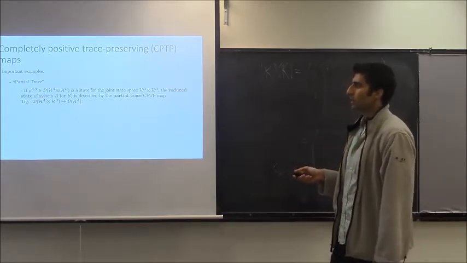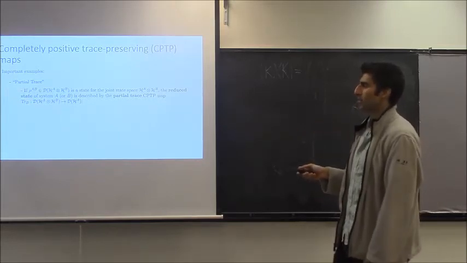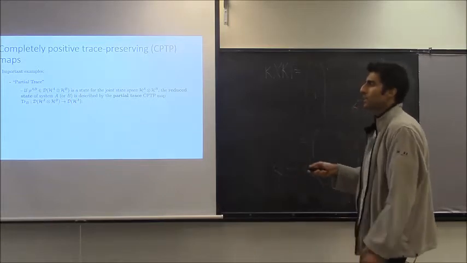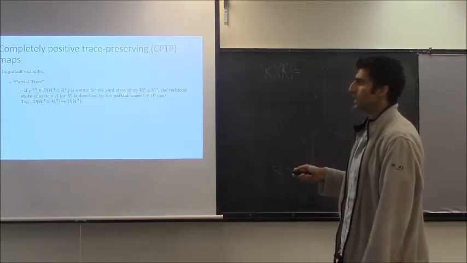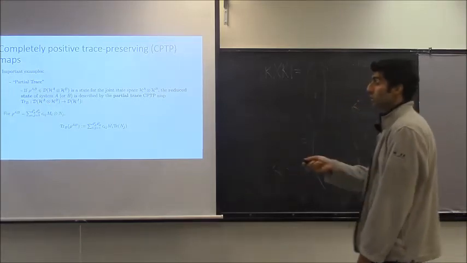And so what I want to do is trace him out. I want to throw him out of the way, and all I want to do is just talk about the state in this laboratory. So mathematically, we describe this as a map that's going from the joint state, ρ_AB, to ρ_A. And the way this is done is using the partial trace.